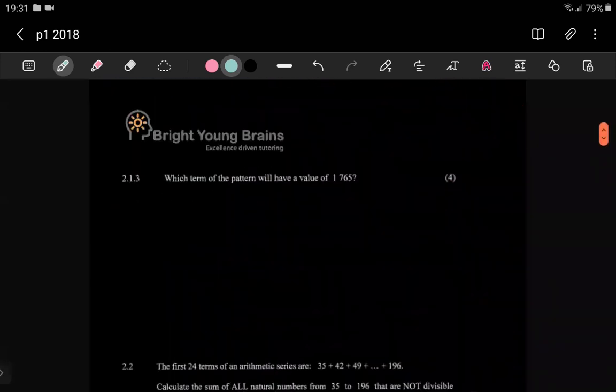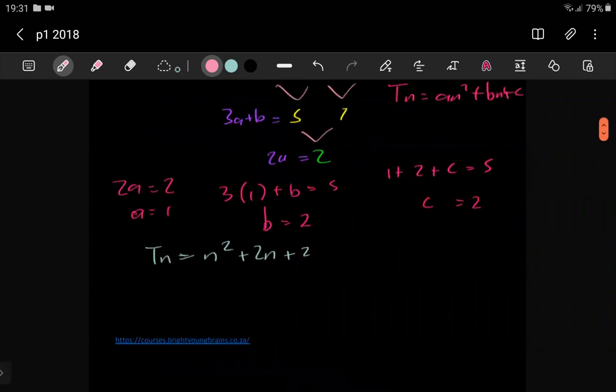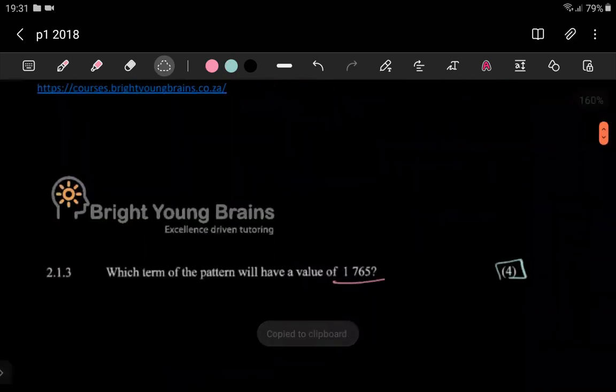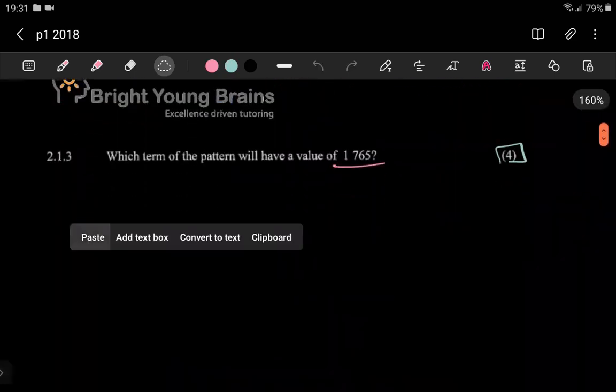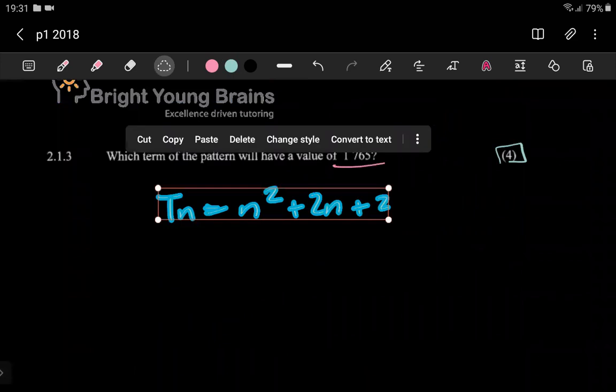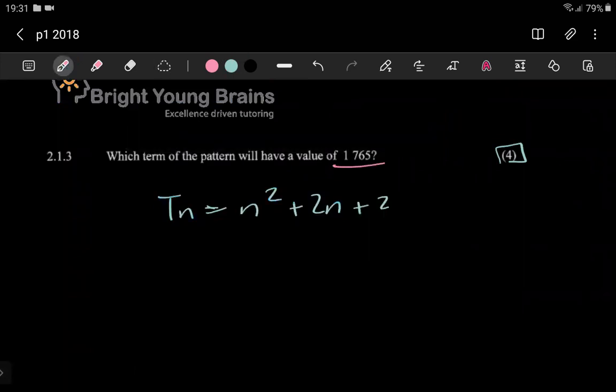Now, the next question here, also out of 4, is saying which term in the pattern will be equal to this value. As already said in the beginning, with these questions you can almost predict what they're going to ask. They're going to ask for the next 2 terms, then they're going to ask for the general term, and then they're going to ask for a specific term in the sequence. It's quite straightforward. Always get those marks because they're 3 marks.